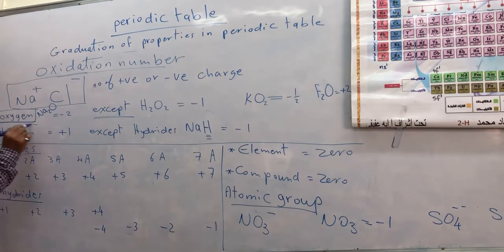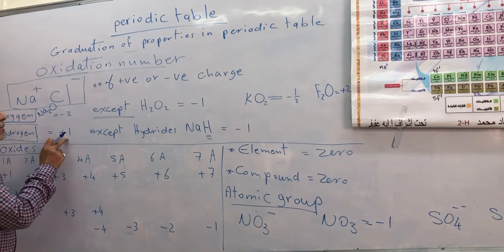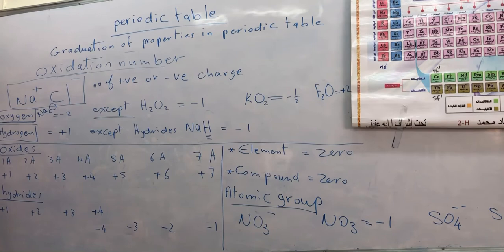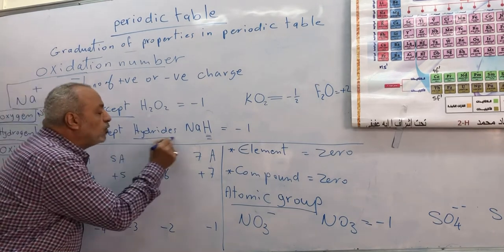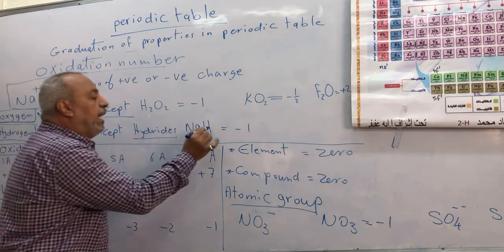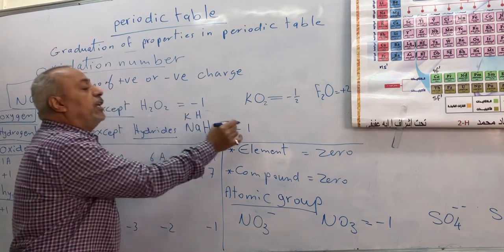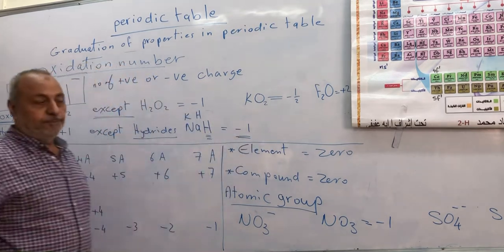Number 2, from the rules, hydrogen. The oxidation number of hydrogen equals +1, except in the case of hydrides, such as NaH and KH, where it equals -1.